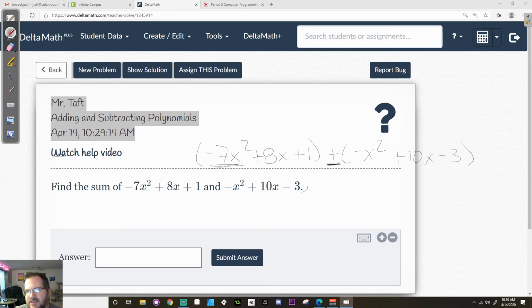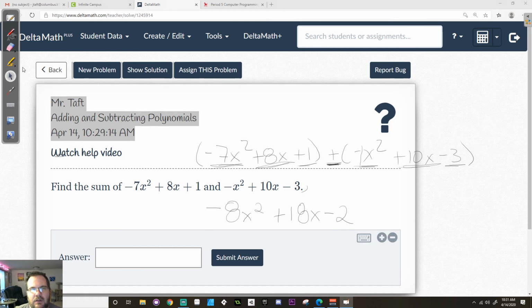Negative 7 second graders plus another negative second grader, so negative 1 second graders, is going to make negative 8 second graders, negative 8x squared. Plus 8 first graders plus 10 first graders is going to make plus 18 first graders. Plus 1 plus negative 3 is going to be negative 2. And again, these two can't combine even though they both have an x.